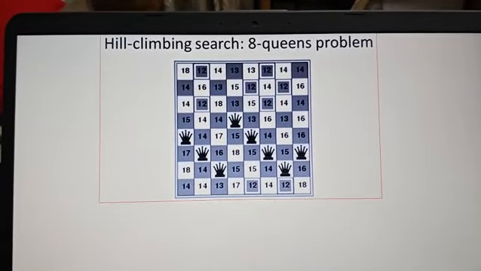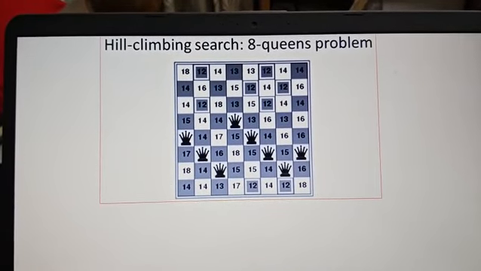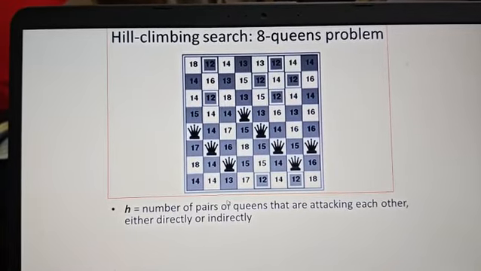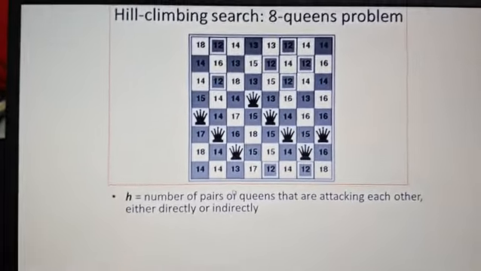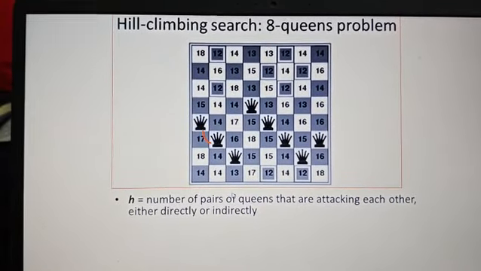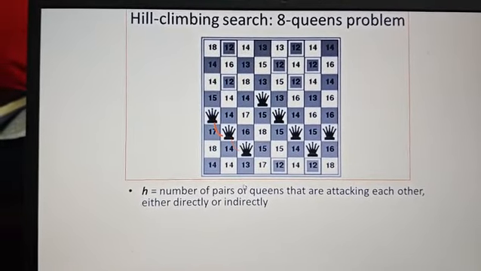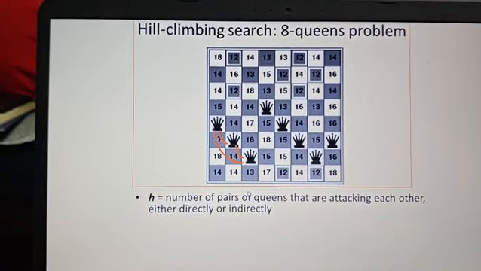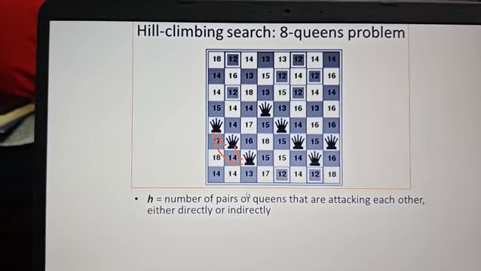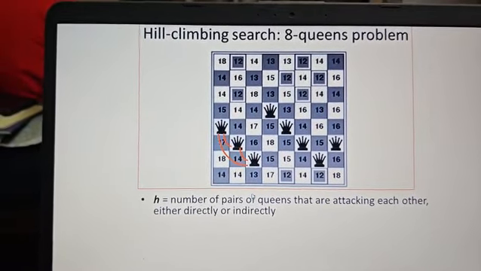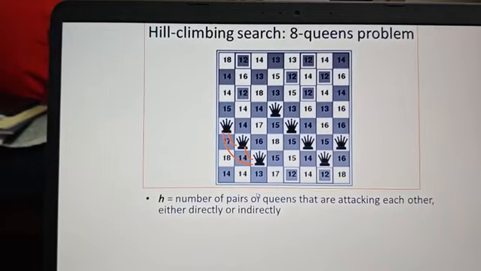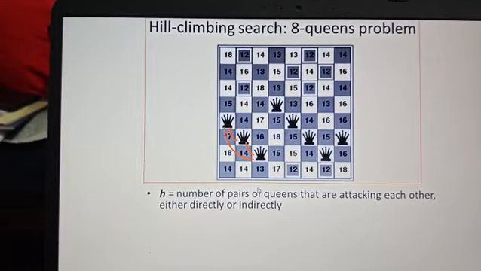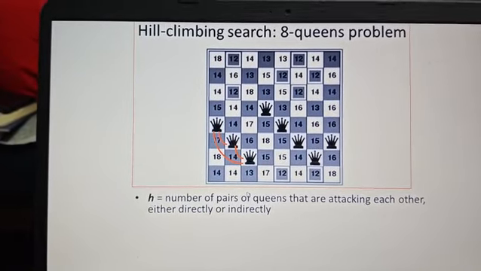That is how many pairs of queens are attacking each other directly or indirectly. What is the meaning of directly or indirectly? See, in this example, H is equal to the number of queen pairs which are attacking each other, right? See, this queen is attacking this queen directly, and this queen is attacking this queen directly. But this queen is attacking this queen indirectly. In between it has one more queen, but still they are on the same diagonal. That pair is also attacking each other. Like this, if you count, how many pairs of queens are attacking each other? Can you tell me?